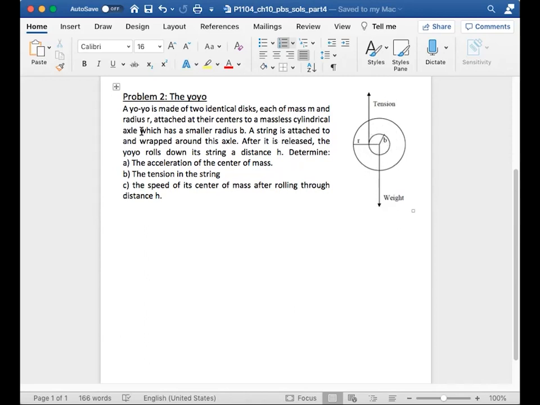After it is released, the yo-yo rolls down its string a distance h. Determine the acceleration of the center of mass of the yo-yo, the tension in the string, and the speed of the center of mass of the yo-yo after rolling through distance h. So we're going to discuss this case, the yo-yo, and then answer the questions. Let me move to the whiteboard.